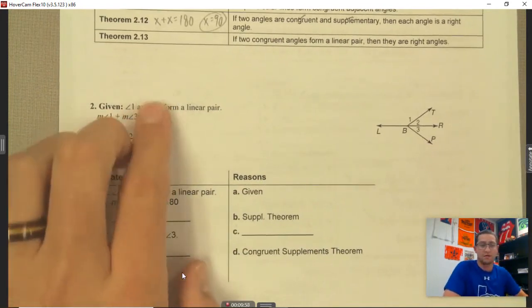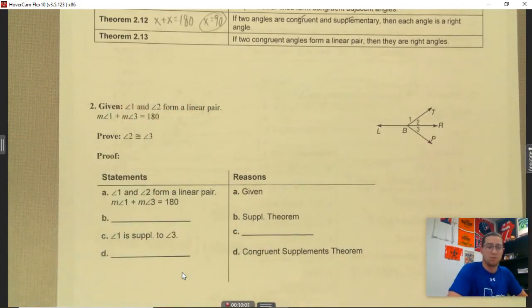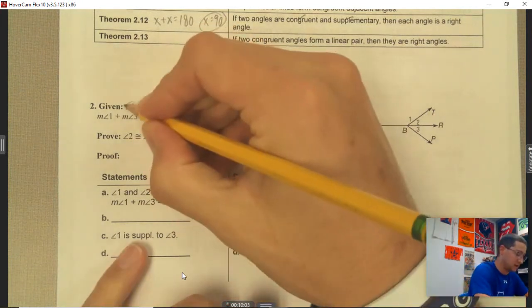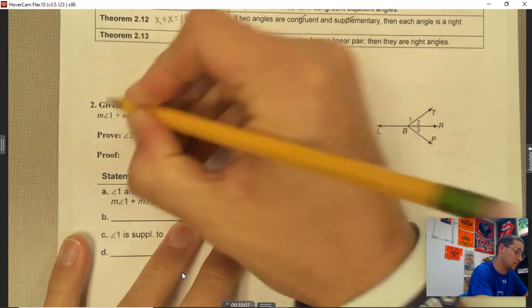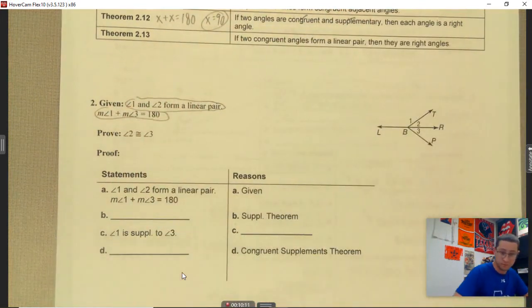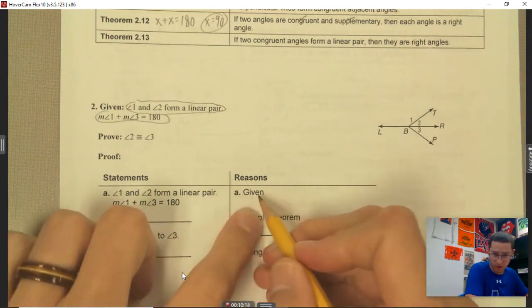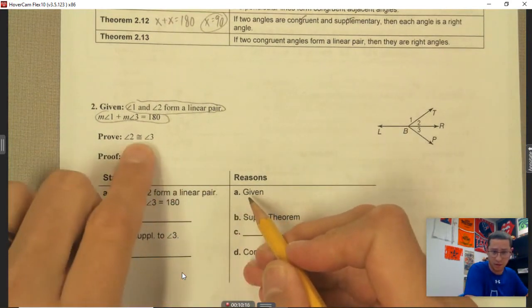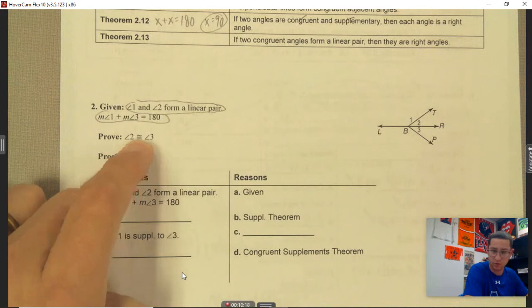Okay, so 1 and 2 form a linear pair. Cool. It's a given statement. We know we're going to have to use it at some point. But here we go. It's already given. Keep in mind our goal is to show 2 is congruent to 3.